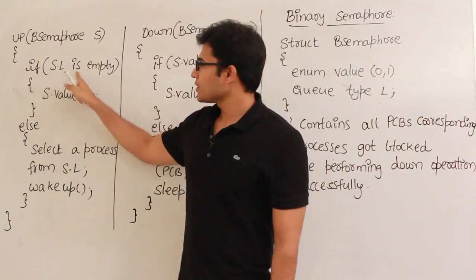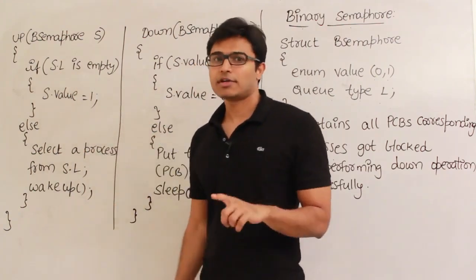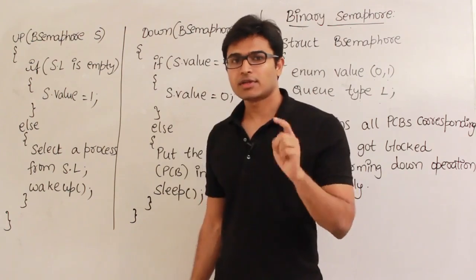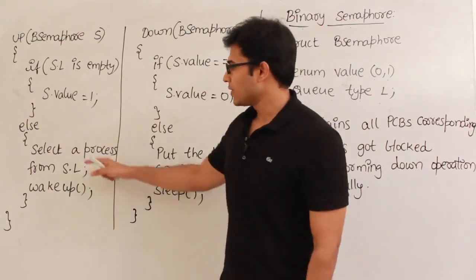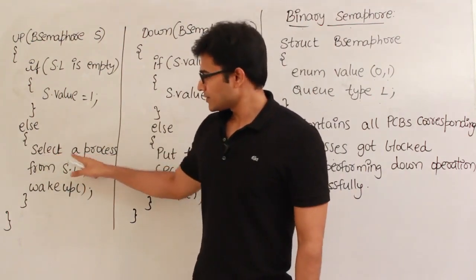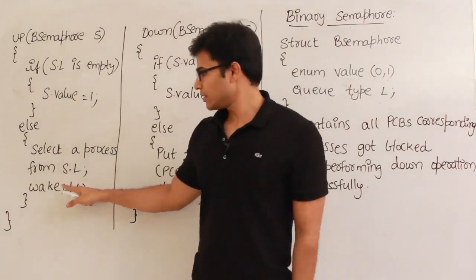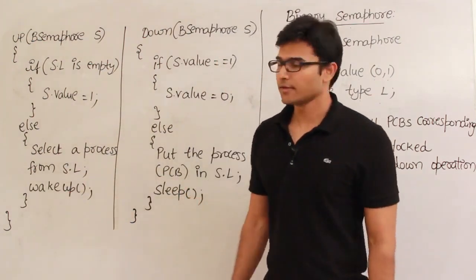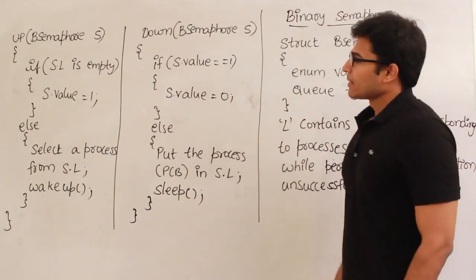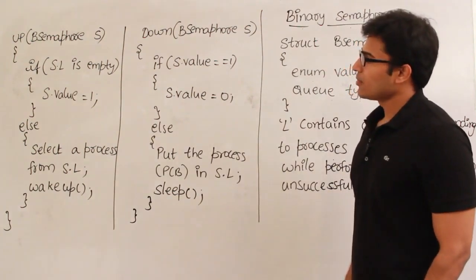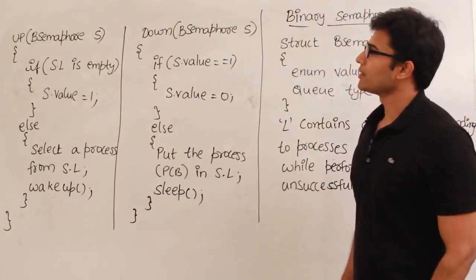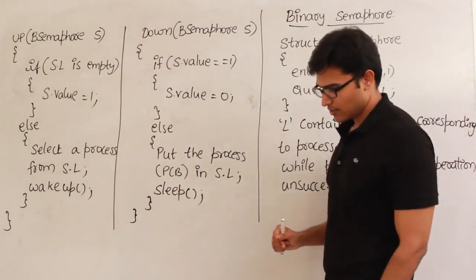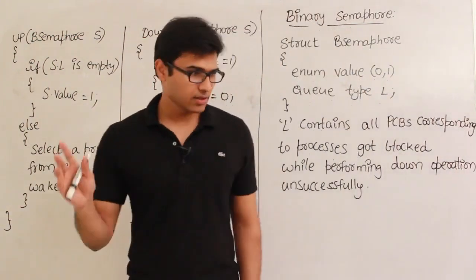Else means S dot L is not empty. If S dot L is not empty, then what does it mean? That some process is already waiting for the critical section, right? Therefore select some process from S dot L and wake it up so that it can directly go and enter the critical section, isn't it? So that is how you can implement it, right? So let's see some questions on this, how the semaphore, this mutex is implemented.